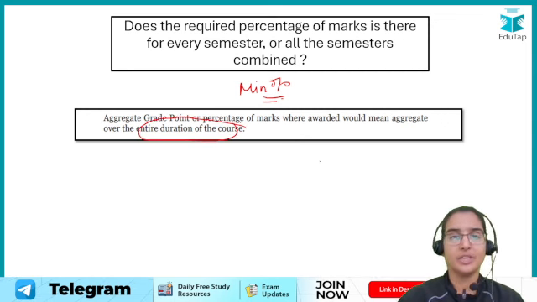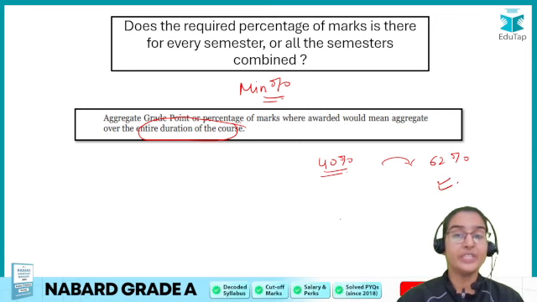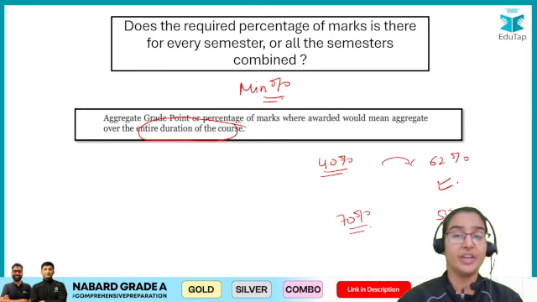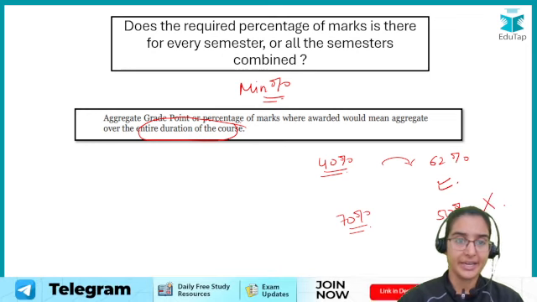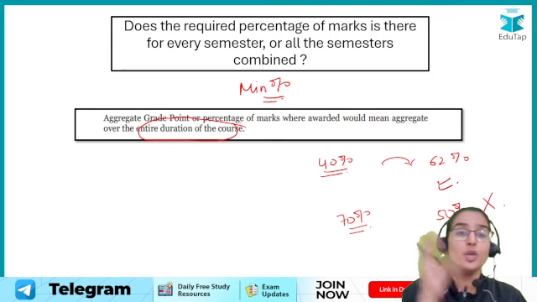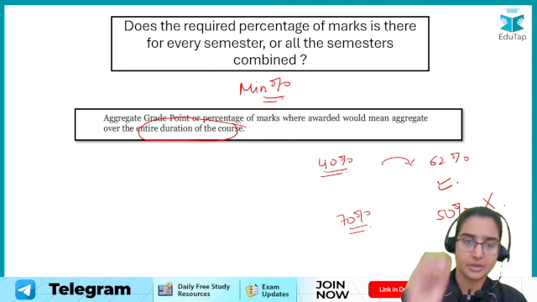So suppose you have scored 40% in one of your semesters but your overall percentage is 62%, then yes, you are eligible. But if you have secured around 70% in one of the semesters but your overall percentage is say 50%, then you are not eligible to apply for the NABARD Grade A examination, right? So I hope this makes the point clear that the marks for the entire duration of the course will be considered and not just one particular semester, right?